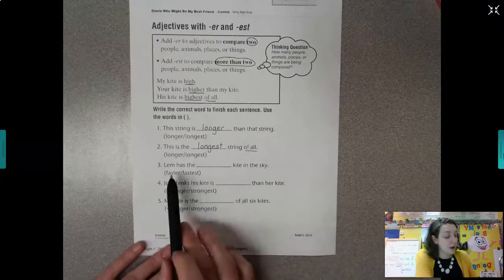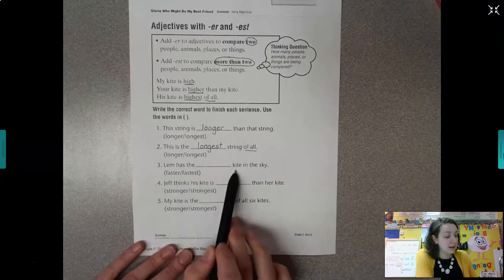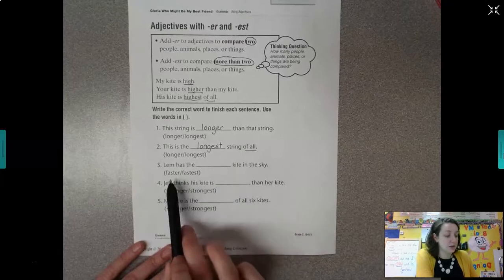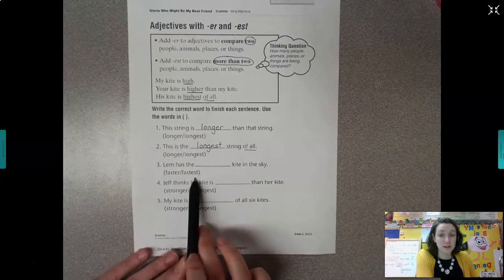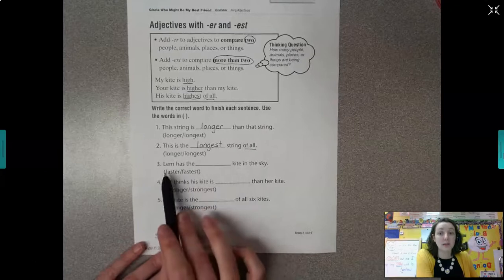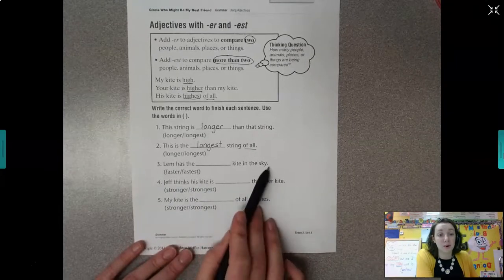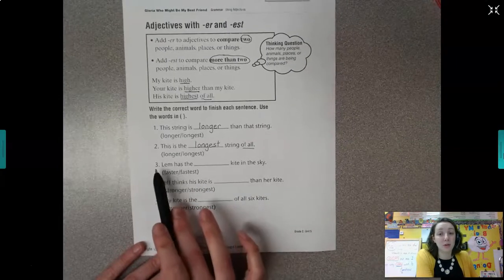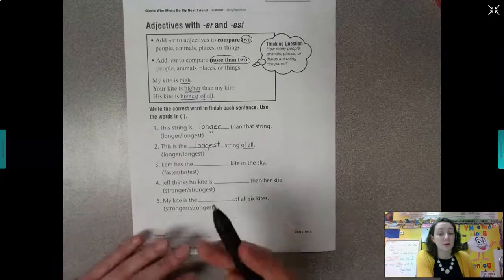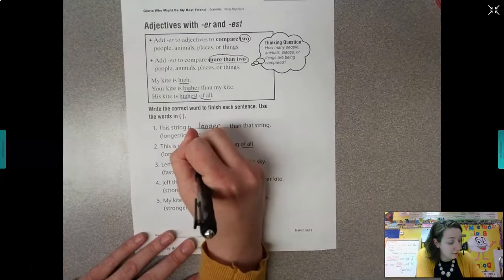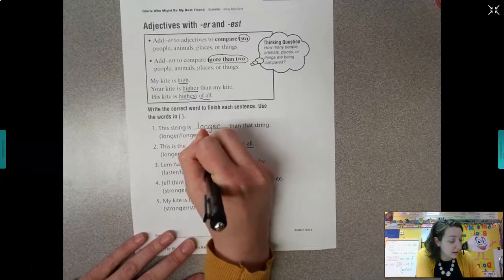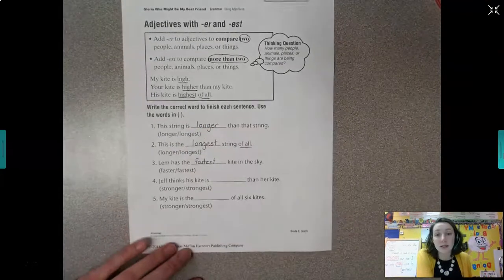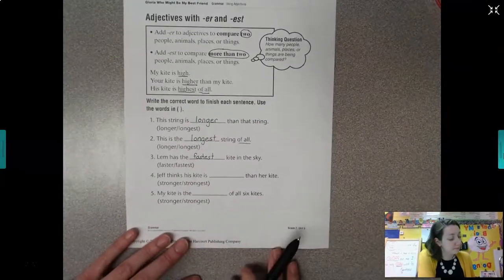Okay. Lem has the blank kite in the sky. It's going to be faster or fastest. Well, since it's of all the kites that are in the sky, we don't know how many there are, but there's probably more than two. It's of the group, so we're going to say EST. So fastest. He has the fastest kite in the sky, so the whole group.